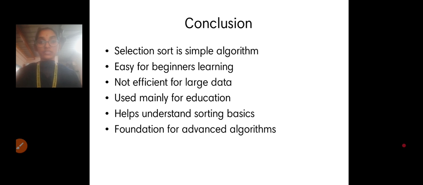Conclusion. Selection sort is a simple algorithm. Easy for beginners learning. Not efficient for large data. Used mainly for education. It helps understand sorting basics.